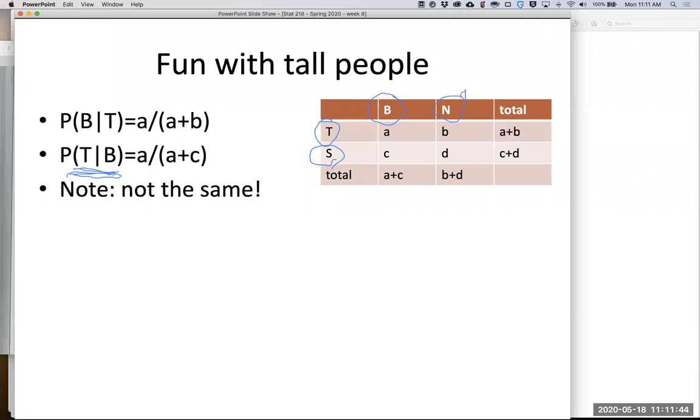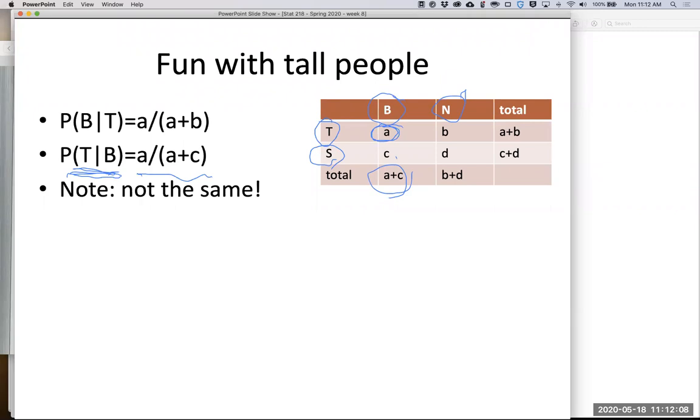A lot. Literally, tall given play in the NBA is tall and in the NBA over the number of people in the NBA. That's, shoot, A over A plus C. C is the number of short NBA players, people below 6 foot. That's not so many. So A over A plus C, okay?